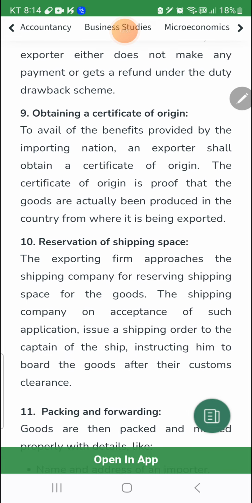9. Obtaining a certificate of origin. To avail the benefits provided by the importing nation, an exporter shall obtain a certificate of origin. The certificate of origin is proof that the goods are actually being produced in the country from where it is being exported.